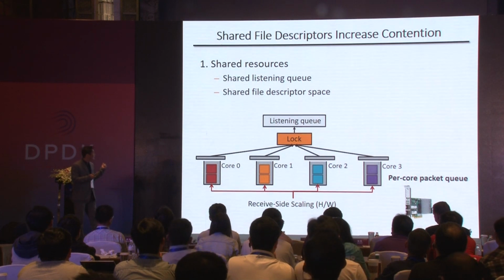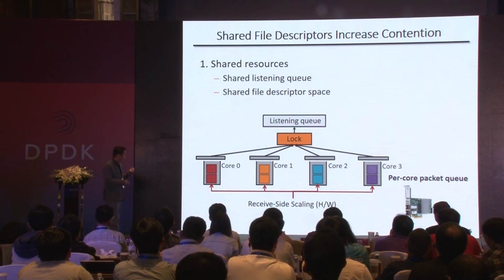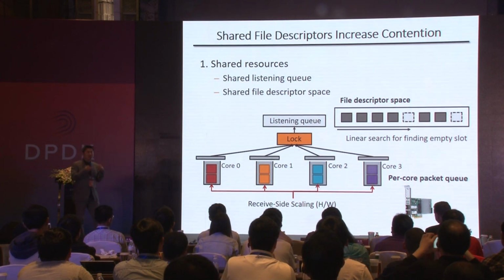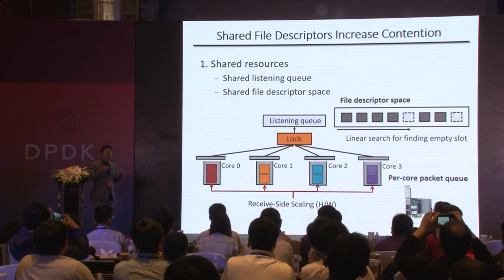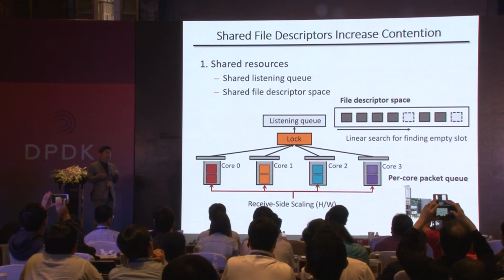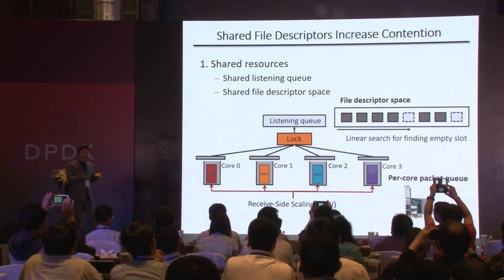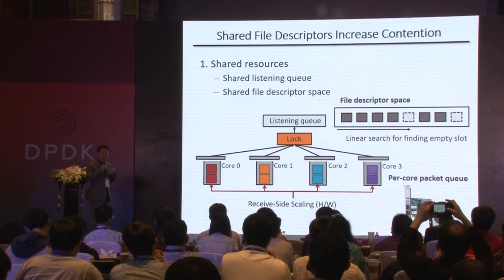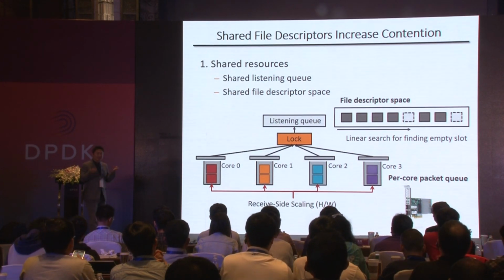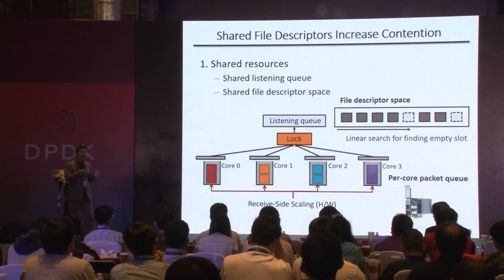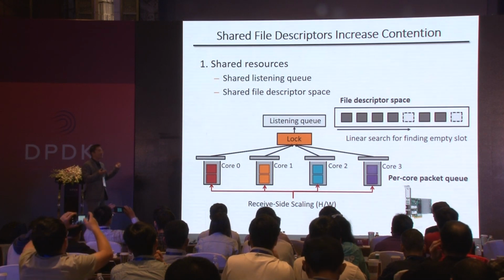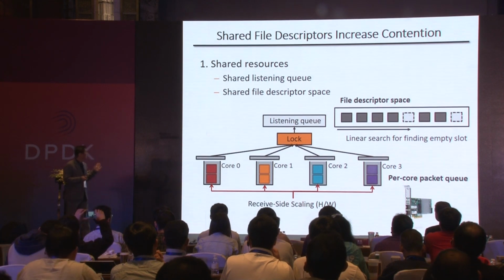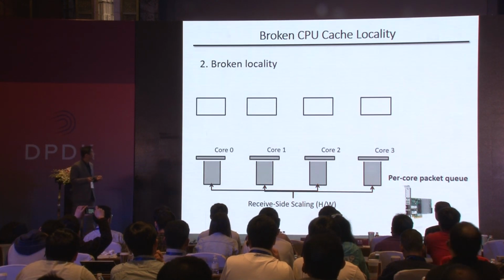Okay? Another problem is that if you have multiple threads in a process and you do a lot of accept and close, then when you call accept, the kernel is supposed to find the smallest file descriptor that's not used in that process. That's a requirement by POSIX. And that search is actually a linear search, and that's going to be very slow. Okay? So there are two problems related to this.